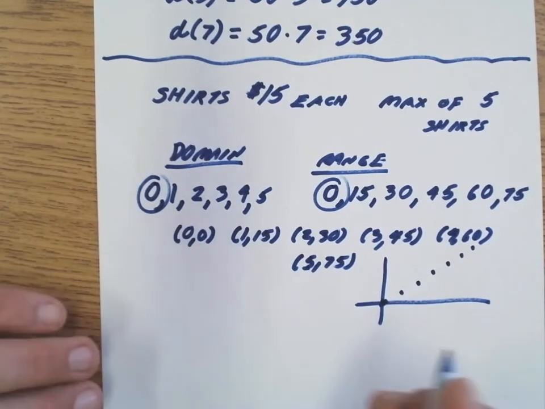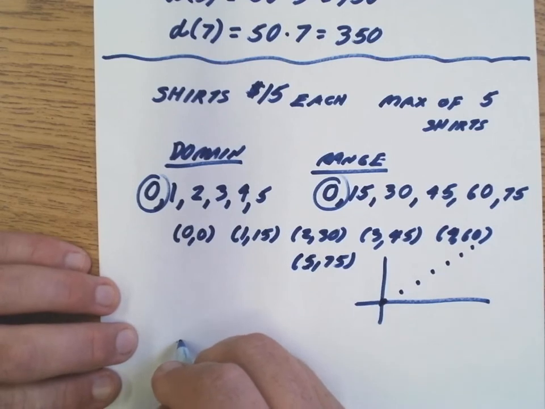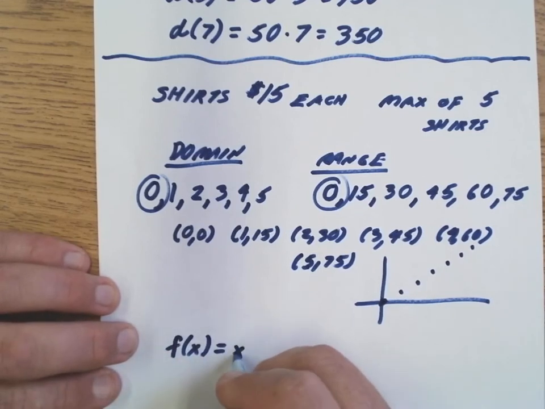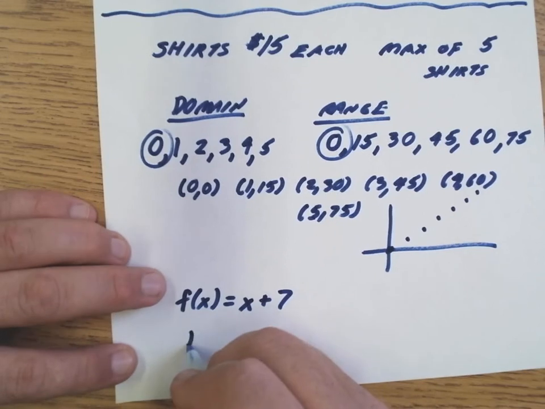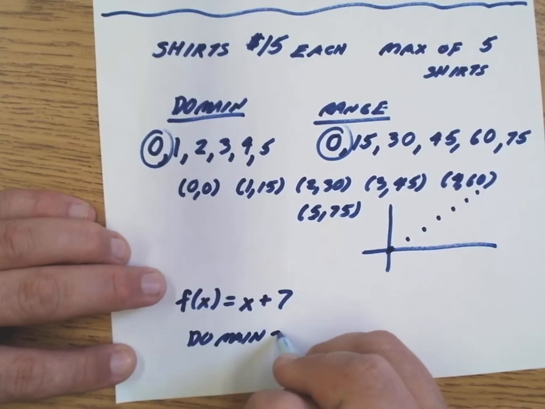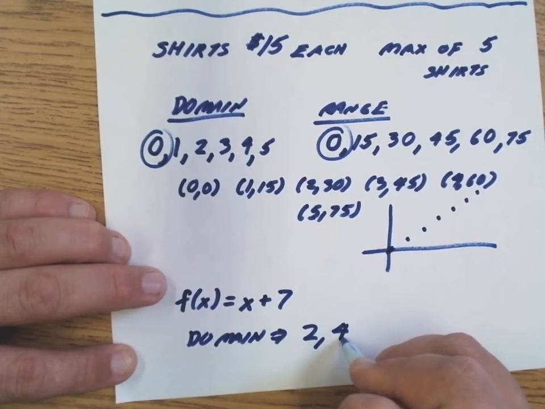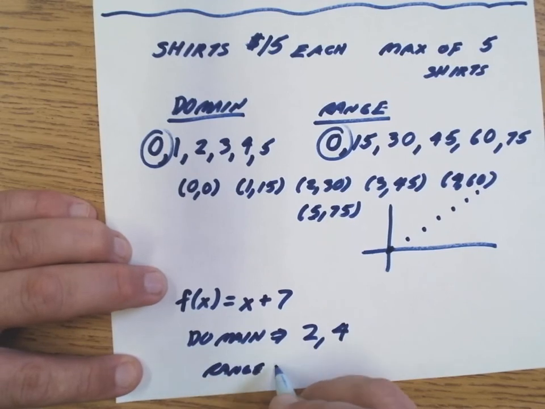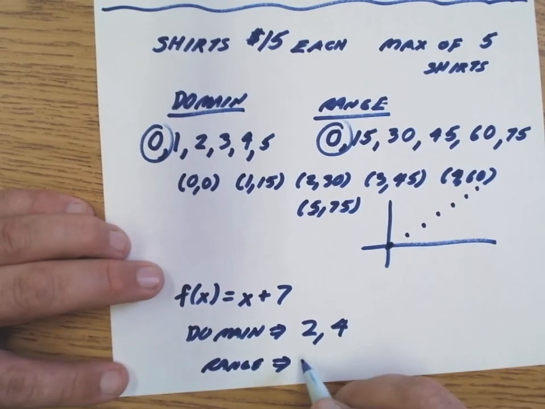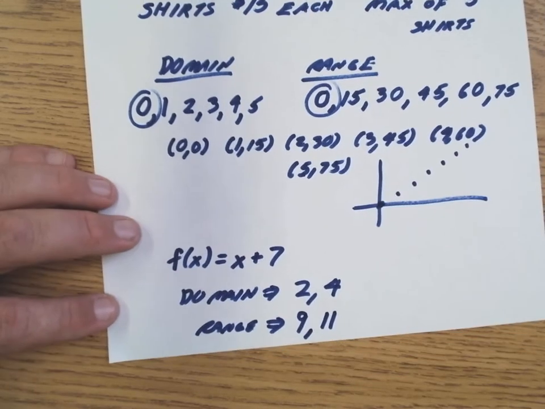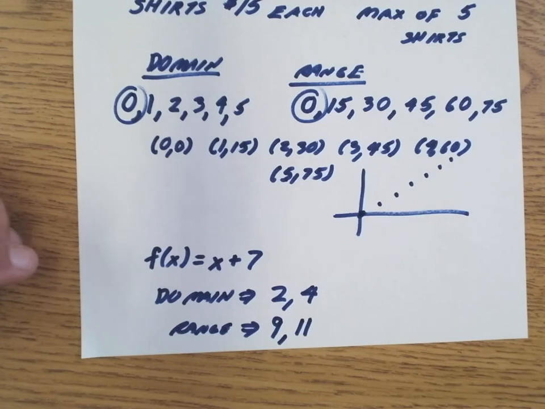Now, if I said that f of x is equal to x plus 7, and I gave you a domain of 2 and 4, my range would be found by putting 2 and 4 in. So 2 plus 7 is 9, 4 plus 7 is 11. That's functions. That's an introduction to functions, guys and gals.